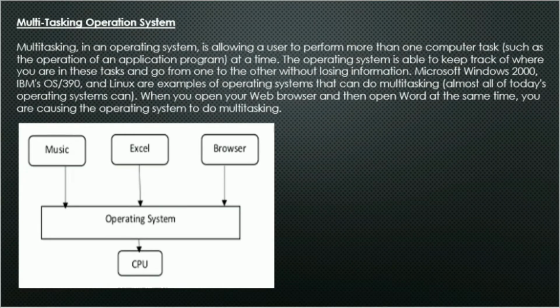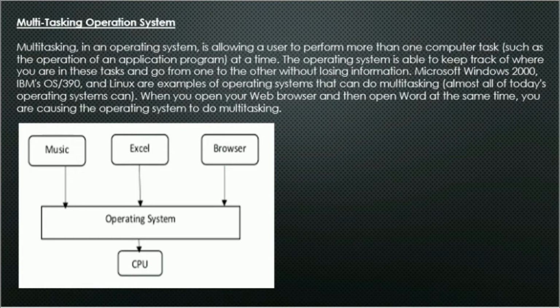Next type of OS is multitasking operating system. You may be confused between the multiprocessor operating system and the multitasking OS. Both are different. Multitasking means there will be only one CPU. By using that one CPU, we are performing more than 2 tasks. That is multitasking operating system. These operating systems support multitasking. Multitasking means performing or executing more than 2 or 3 applications at a time.